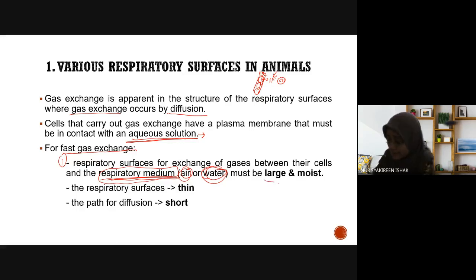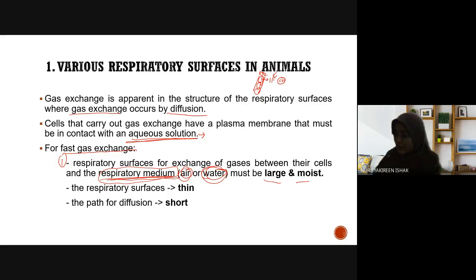So the respiratory surface must be large and also moist. I repeat, the respiratory surfaces for exchange of gases between their cells and the respiratory medium, which is air or water, must be large and moist. The same goes for the lung, which is surrounded by blood capillaries, and it must also be in a moist condition and have a large surface.